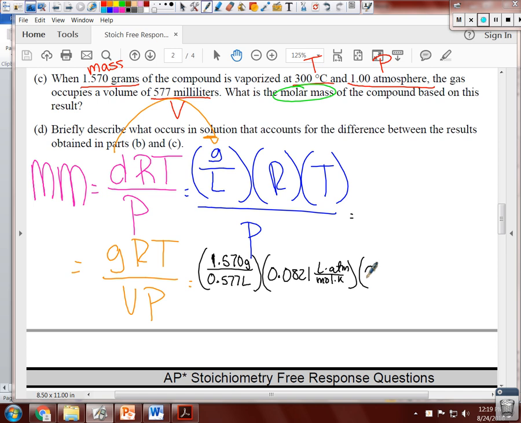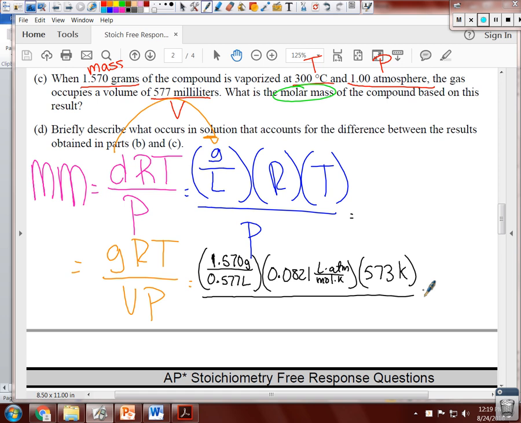So we have 573 Kelvin. That is hot. Well, think about 300 degrees Celsius. 100 Celsius is boiling water. That's 212 Fahrenheit. That's really hot. Okay? So that's 3 times the temperature of boiling water.